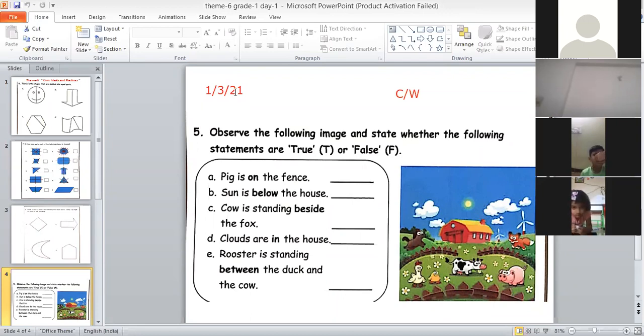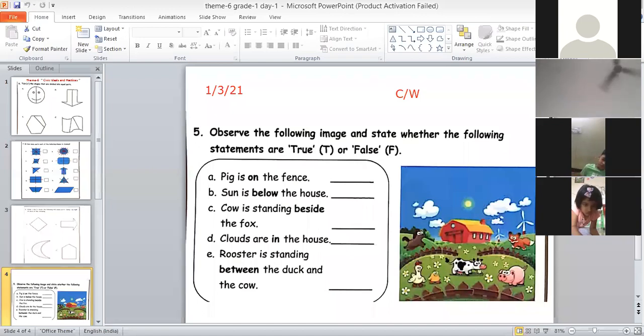So you have to read these statements one by one, and then you have to decide whether the given statement is true or false. Children, you can see beside this question, this colorful image is given where animals are on the farm. So you have to observe this picture, and then according to that, you have to answer the question. Ashrita, please read first bit now. Pig is on the fence. Okay, thank you, Ashrita. Thanks for reading this question.